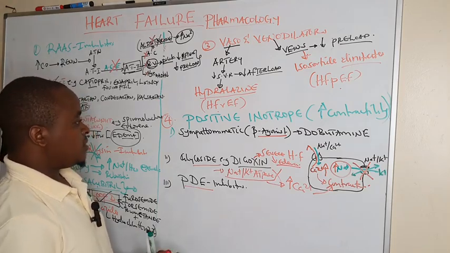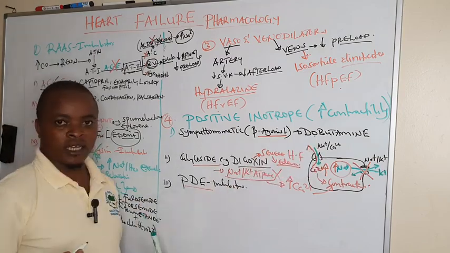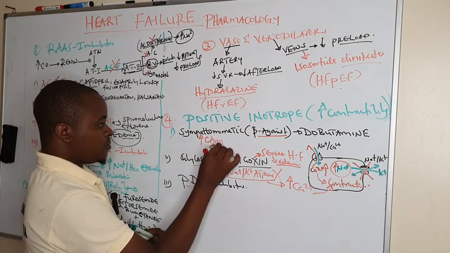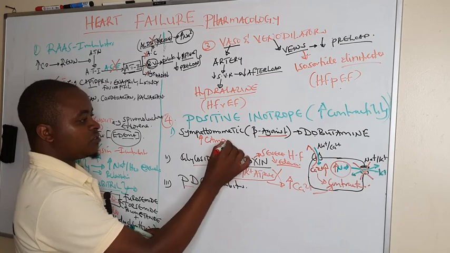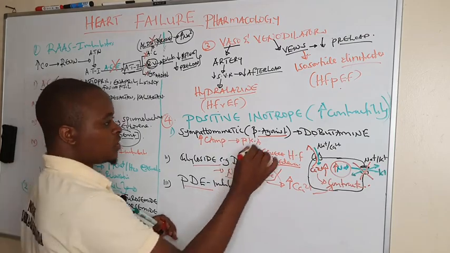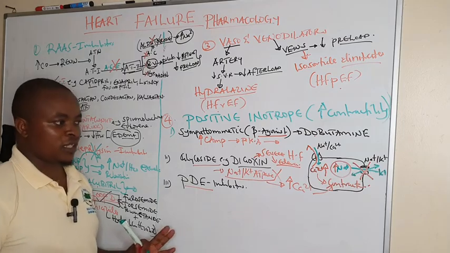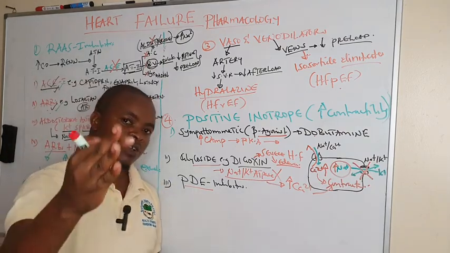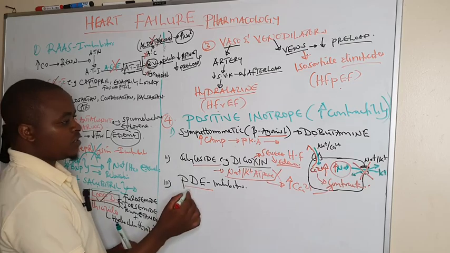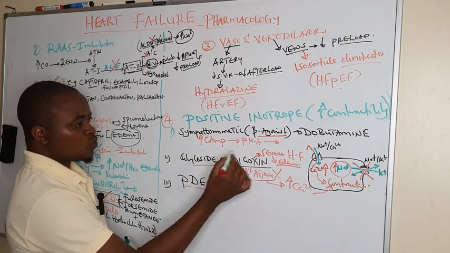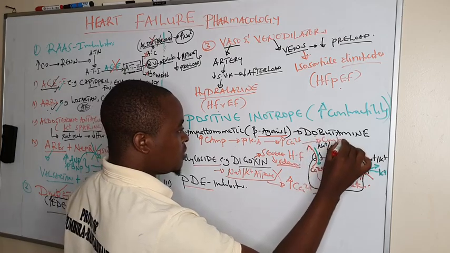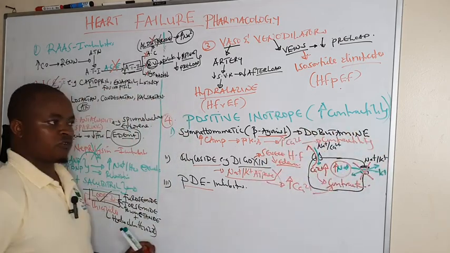Another action is that dobutamine, which is the beta agonist, acts by increasing cAMP in the cell. When cAMP levels increase, they cause activation of protein kinase, which goes and phosphorylates the channels or the receptors for the calcium, leading to release of calcium. So this leads to an increase in calcium levels, which leads to contraction. This is leading to an increase in contractility.